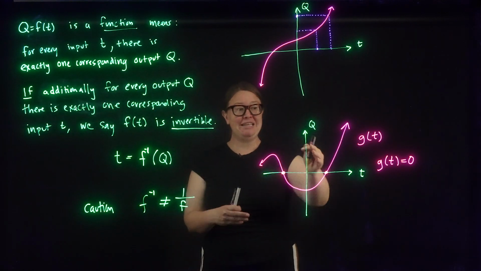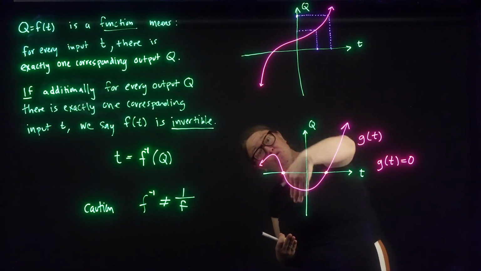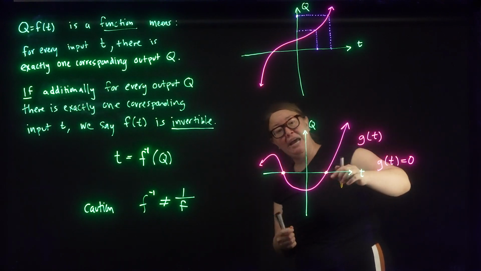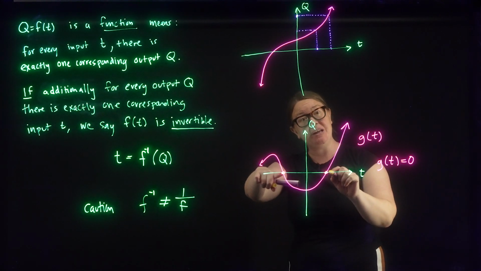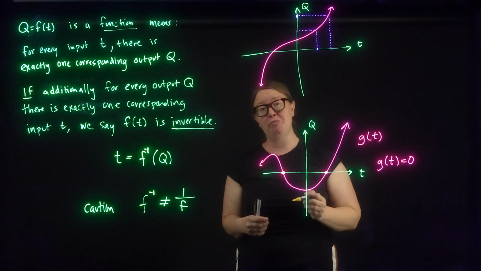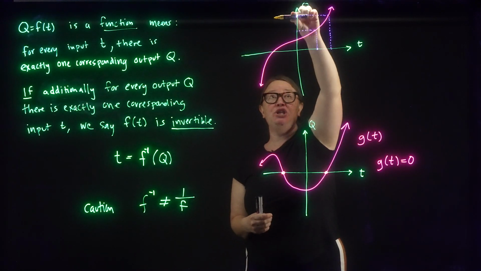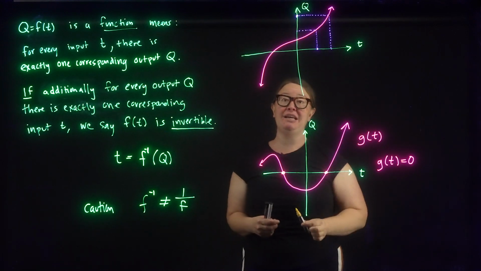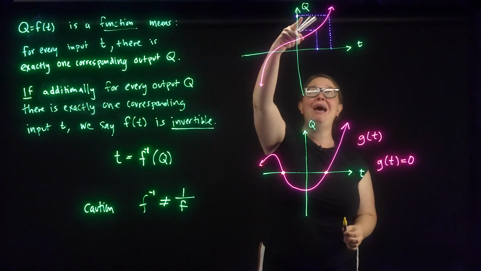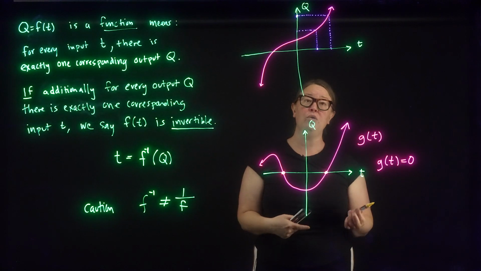In this case, I can't make q my inputs for g because I would have more than one output for an input. Here, I could make q my inputs because my original function passes the horizontal line test, or in other words, because for every output, there is exactly one corresponding input.